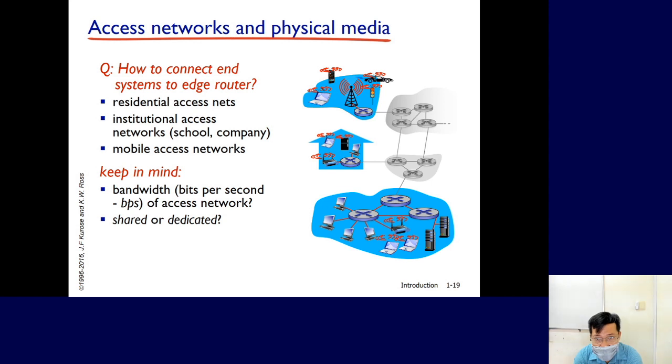So the first question here is how to connect a host or a system to an edge router. The edge router is the first router that the access network connects to the internet. There are some kinds of access network: residential access network, institutional access network, and mobile access network. As I mentioned already, keep in mind how bandwidth is used in this kind of network, whether the bandwidth is shared or dedicated.